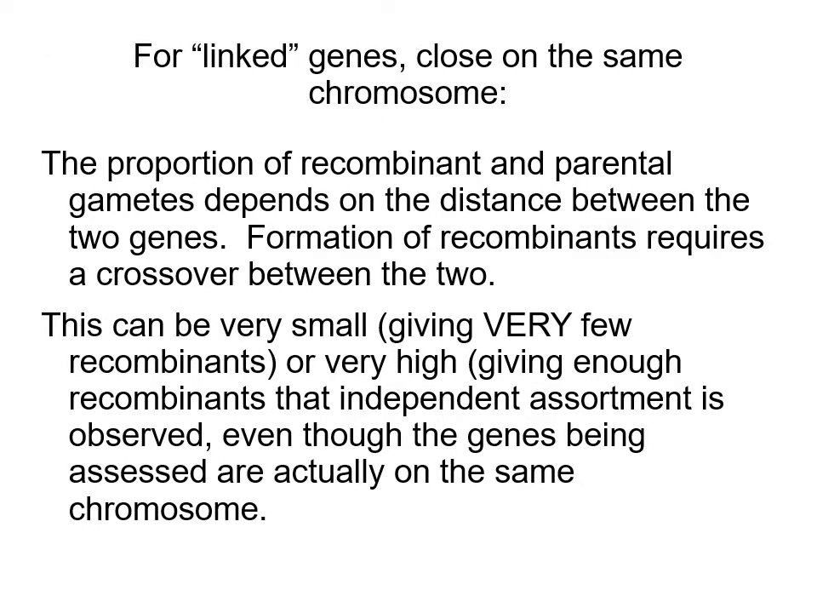Okay, so intuitively here, for linked genes which are on the same chromosome, the proportion of recombinant and parental depends on the distance between the two genes because you need to have a crossover. And that's going to depend on how far apart the genes are. They can be very close and give you very few recombinants, or they can give you very high recombinants in cases where they're far enough apart on the chromosome that they're actually assorting independently.